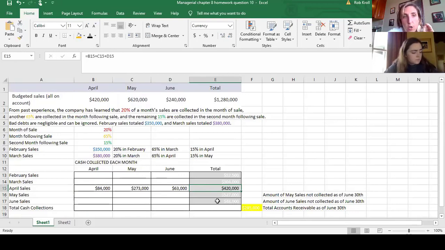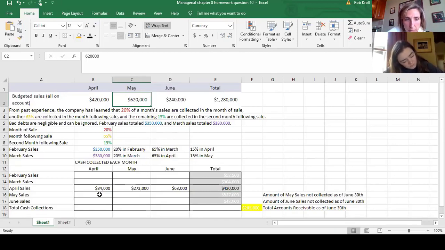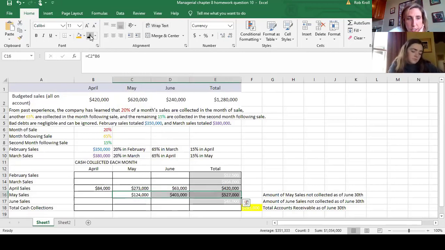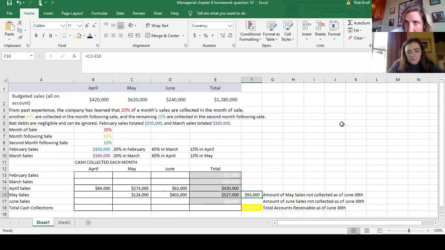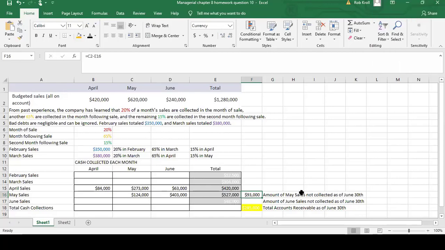So for May, there's going to be nothing in this box for April, because I don't go back in time and collect money from May sales, right? May sales don't happen until the month of May. So if I look at the chart, really it's going to say I get 20% of May in May. I get 65% in June. And then over here, you'll see that 15% of it isn't actually collected until July.